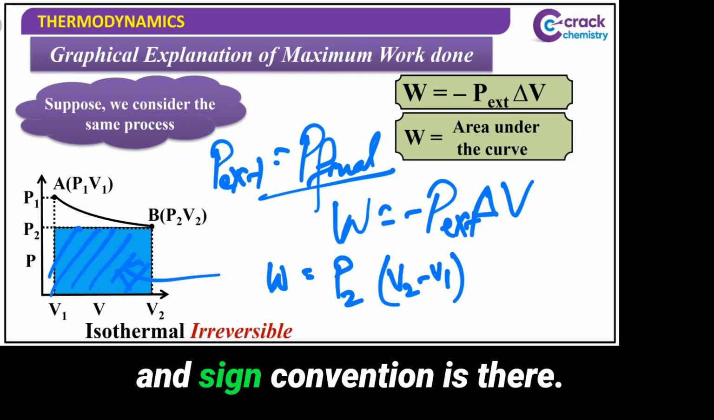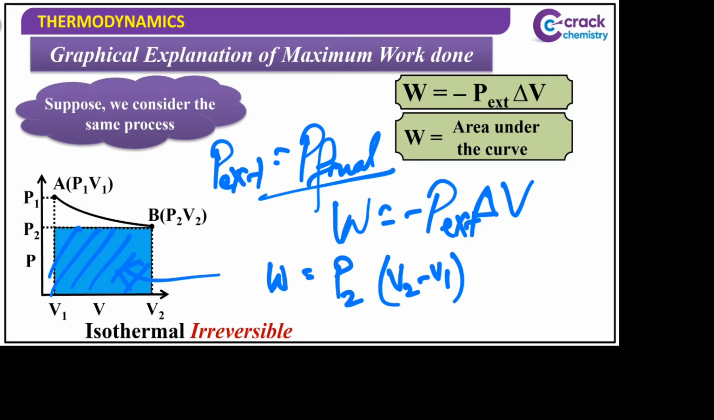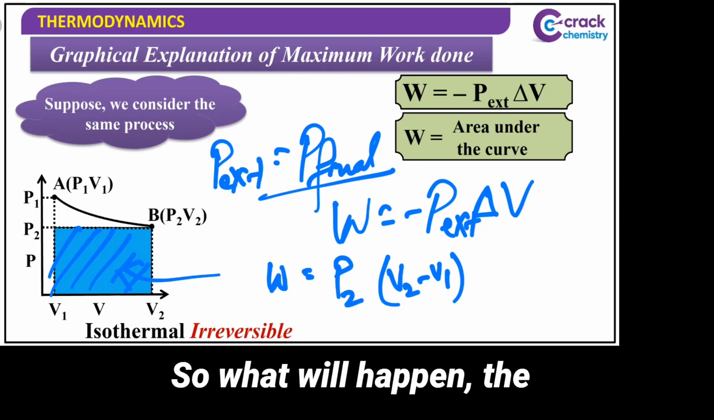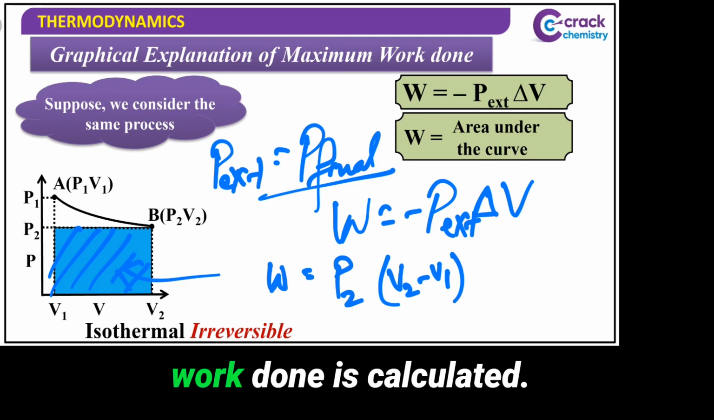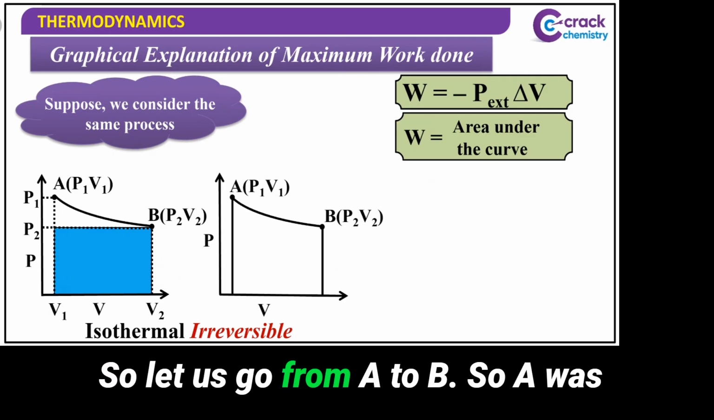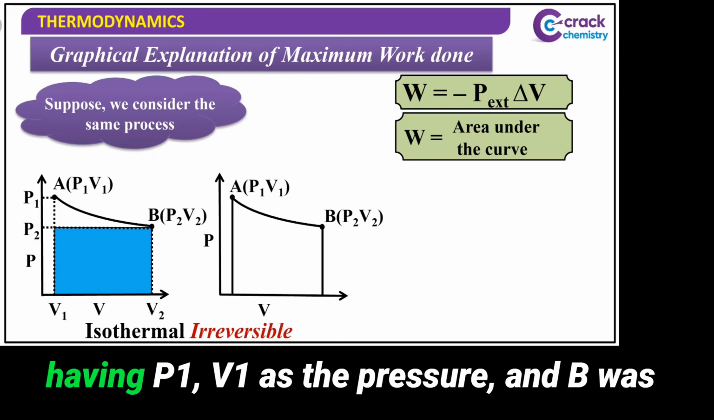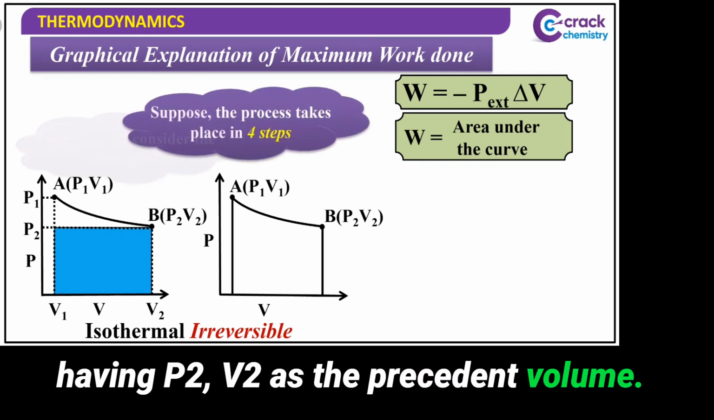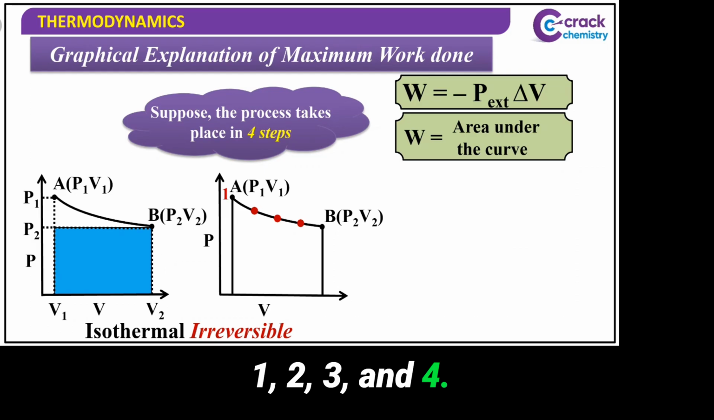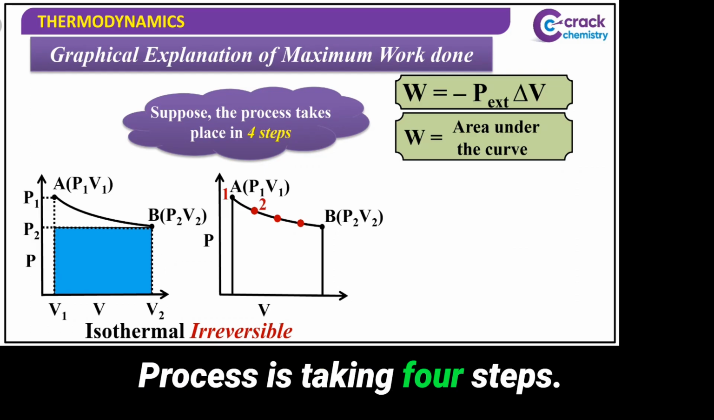And sign convention is there, so we will put the sign convention, of course. So the work done is calculated. Now let us go from A to B. A was having P1, V1 as the pressure and volume, and B was having P2, V2. Suppose the process is taking 4 steps: 1, 2, 3 and 4.